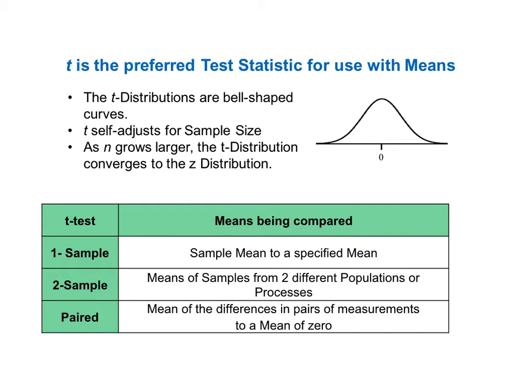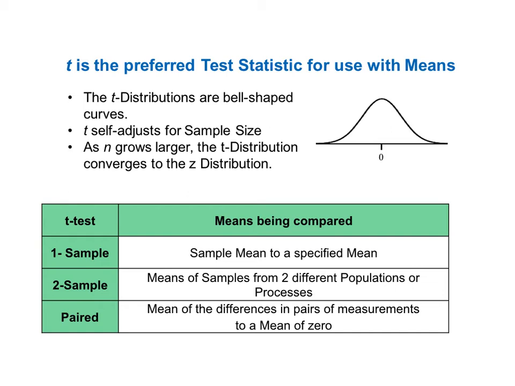When t is used, small sample sizes produce larger margins of error than large sample sizes. That is why t should be used instead of z for problems involving means when the sample size is small. For sure when n is less than 30, although some experts say when n is less than 100. There are 3 different t-tests.